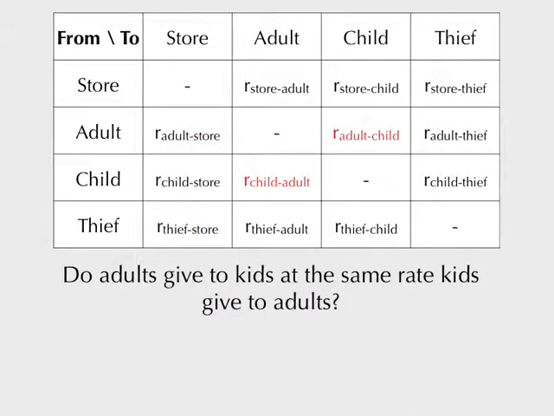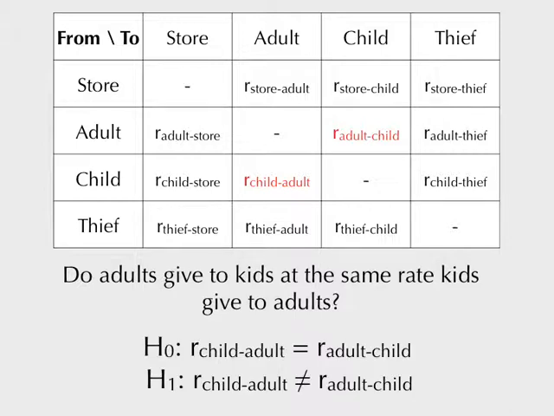What if we want to test this? Do adults give to kids at the same rate kids give to adults? Well, here's my null. The rates I compare are these two. So I can constrain and ask, what's the likelihood if these are equal? What about the other pronouns? What if it does to you?